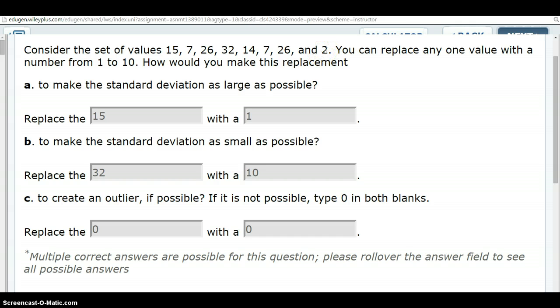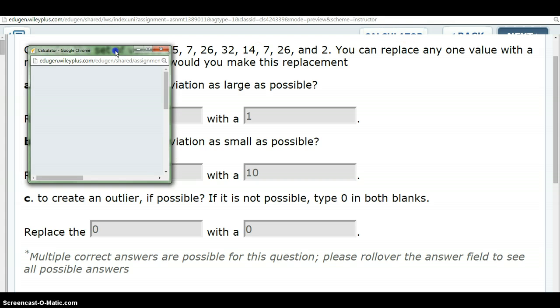Question is, how would we make this replacement to make the standard deviation as large as possible? So it's really trying to get the concept of what a standard deviation is. Standard deviation is, in general, about how far points are away from the mean. So the first thing we might want to do is figure out the mean of these points. Let's do that really quickly.